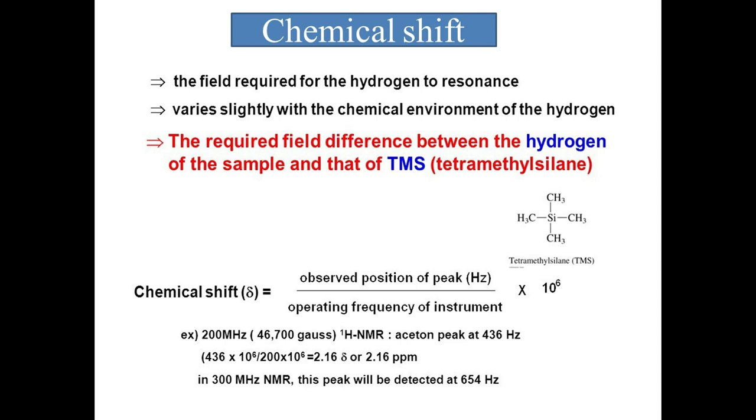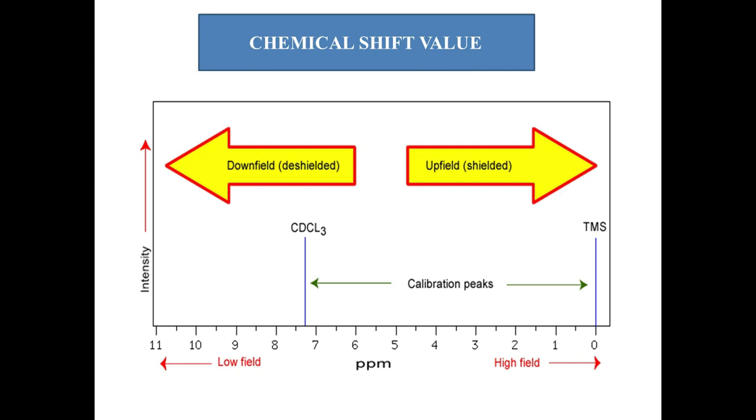Delta is the observed position of the peak divided by the operating frequency of the instrument, in 10 to the power minus 6. So this is the chemical shift. There are chemical shift values upfield and downfield. Upfield is shielding and downfield is the deshielding field. Upfield is 0 to 5, and above that, 5 to 10 is downfield.